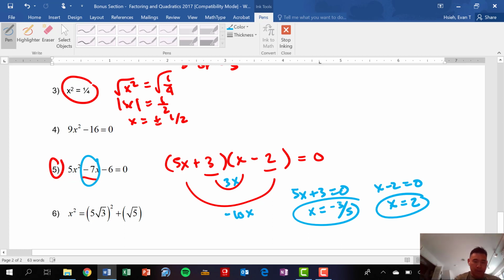I'm going to stop right here. By the way, there's a typo here. This should be squared here. But I'm going to stop right here and let you go ahead and try some of the other problems from the homework.